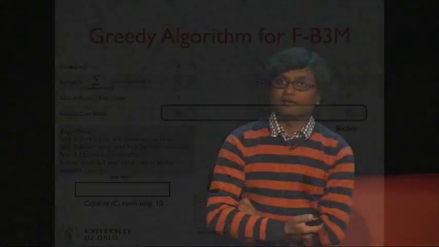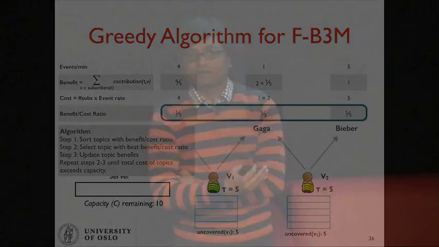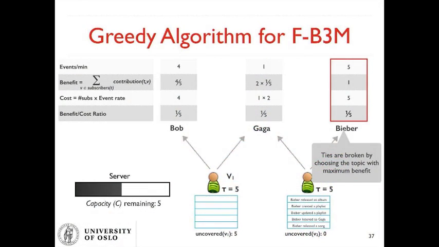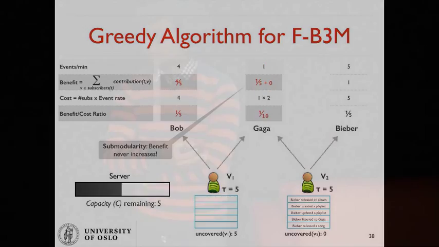Again, the algorithm is the same. We sum up the contributions to get the benefit of the topic, and we get a ratio of benefit to cost. And we select the topic with the best benefit to cost ratio again. In this case, we break the ties again by choosing the topic with the best absolute benefit, which is Bieber for subscriber V2. But now, the interesting thing here is that the benefit of Gaga towards subscriber V2 becomes 0, because subscriber V2 is now completely satisfied, so choosing Gaga does not contribute anything to that subscriber.